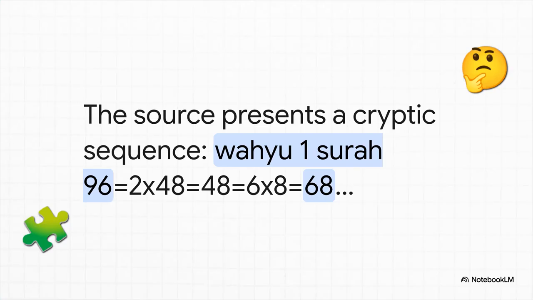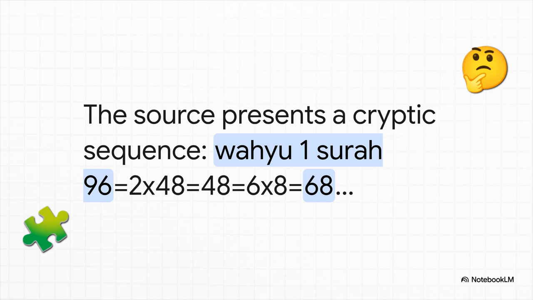And here it is. This is the sequence the source gives us. It seems to be using the number 96 as a starting point. And right away, things look a little weird, right? I mean, we see normal math, like 2 times 48 equals 96. Okay, makes sense. But then it says 6 times 8 equals 68. Wait, what? We all know 6 times 8 is 48. So what is going on here?